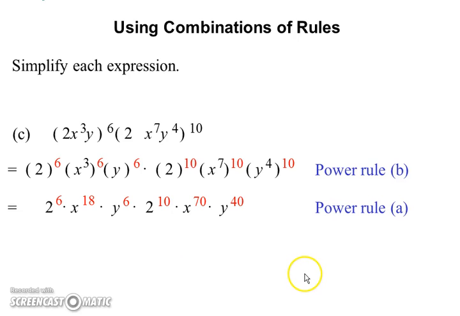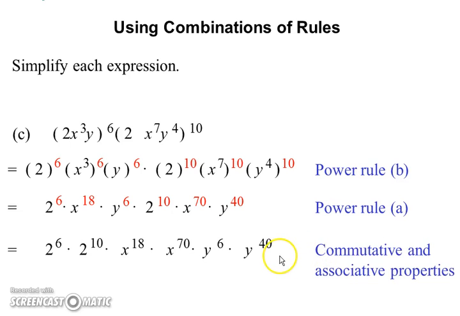No, not quite yet. Now we have to look at the terms that have the same base and we combine them. We can multiply them. And remember, now we're using the product rule. When we multiply these terms, we add the exponents. For example, 2 to the 6th times 2 to the 10th, x to the 18th times x to the 70th, because they have the same base, and y to the 6th times y to the 40th.